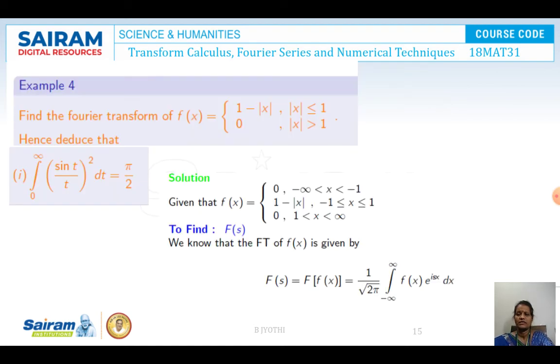Next problem is also similar to the previous problem. It is 1 minus mod x when mod x is less than or equal to 1, 0 when mod x is greater than 1, and hence deduce this function. So the given function is f of x given by this, and we know the Fourier transform f of s is given by the formula.